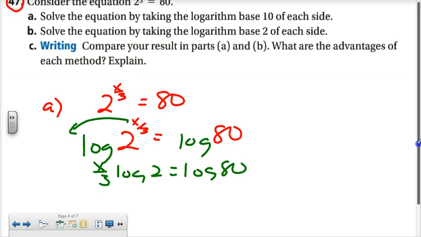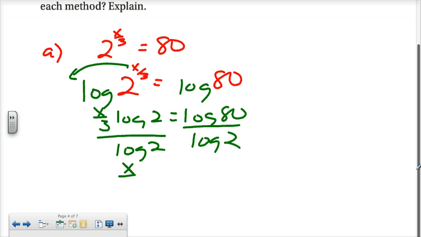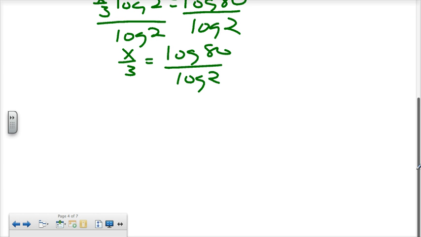and make it multiplication. And then we can divide both sides by the logarithm of 2. And we will have x over 3 equals the logarithm of 80 divided by the logarithm of 2. And then we would multiply both sides by 3.